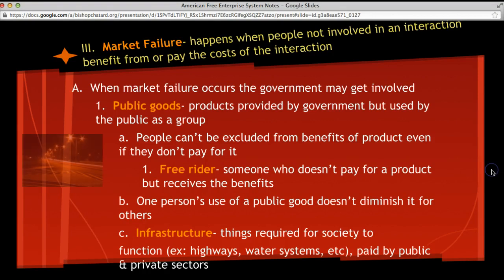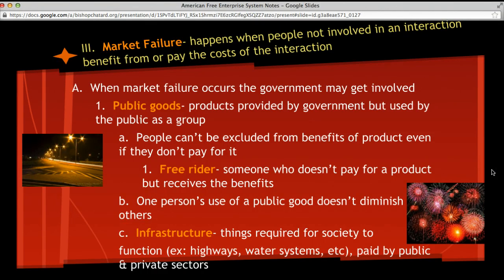Other examples of public goods: street lights, like I said, are an example of public goods. They're provided by the government, they're used by everyone. Just because I don't pay my taxes, I can't be excluded from using the street lights. And just because one person is using the streetlights doesn't mean that other people can't use them. It doesn't mean that they're not available for other people.